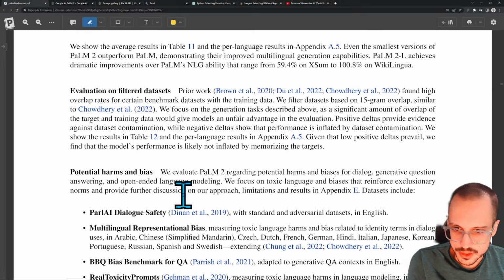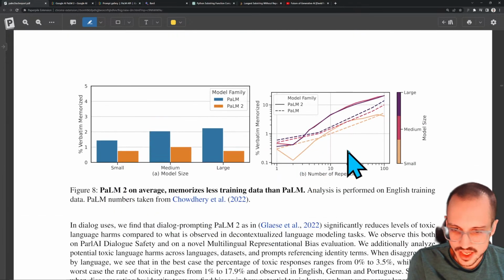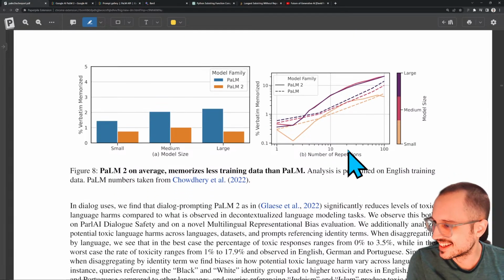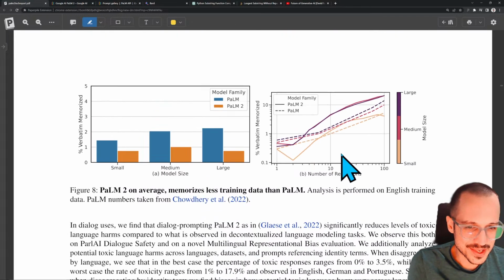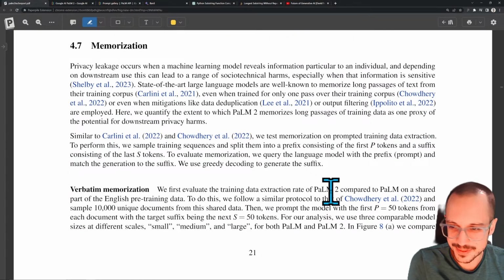Potential harms and bias. We evaluated. Okay, this is the big toxicity. I'm sorry if some of you can speak Chinese and you're embarrassed by how bad my Chinese is.